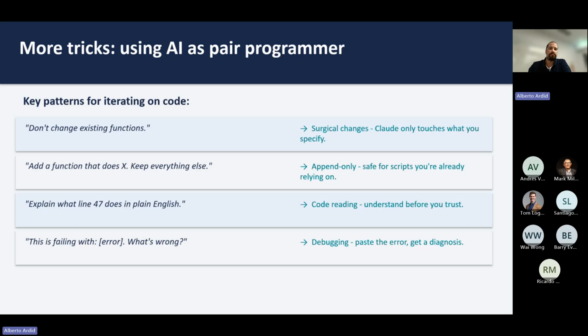And for debugging, just get the error that you get, paste it there, ask what's wrong, and it will help you to debug it, to understand what's happening and potentially find some other stuff, right? So the key thing when you are debugging is you want to try to stay in control. You are directing, in a sense, what you want to be changed, what stays, what gets explained.